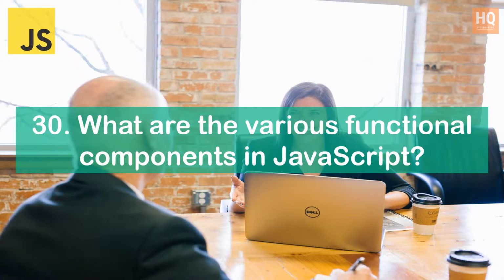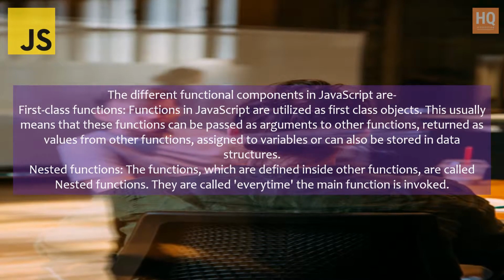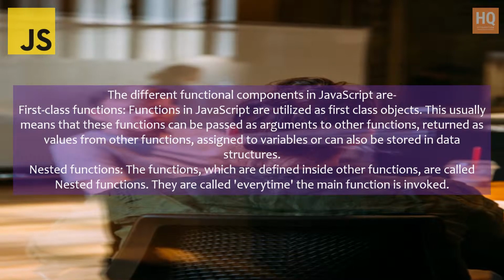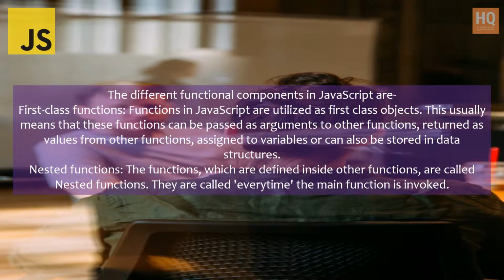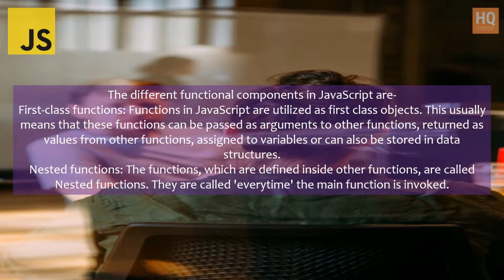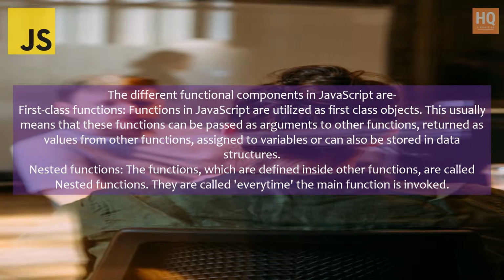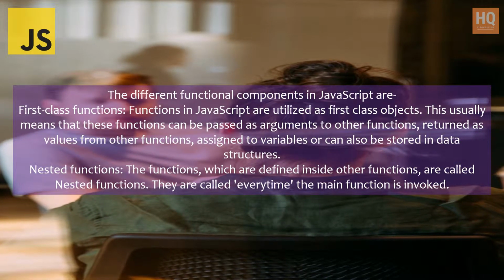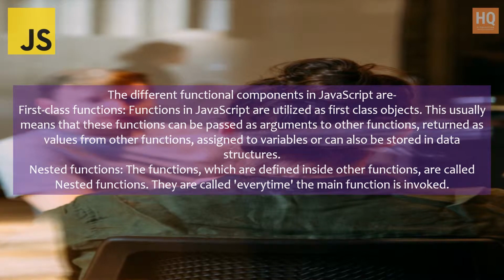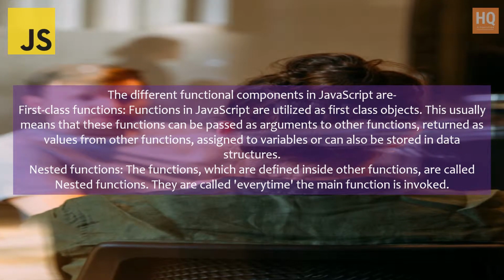What are the various functional components in JavaScript? The different functional components in JavaScript are first-class functions. Functions in JavaScript are utilized as first-class objects. This usually means that these functions can be passed as arguments to other functions, returned as values from other functions, assigned to variables, or stored in data structures. Nested functions: the functions which are defined inside other functions are called nested functions. They are called every time the main function is invoked.